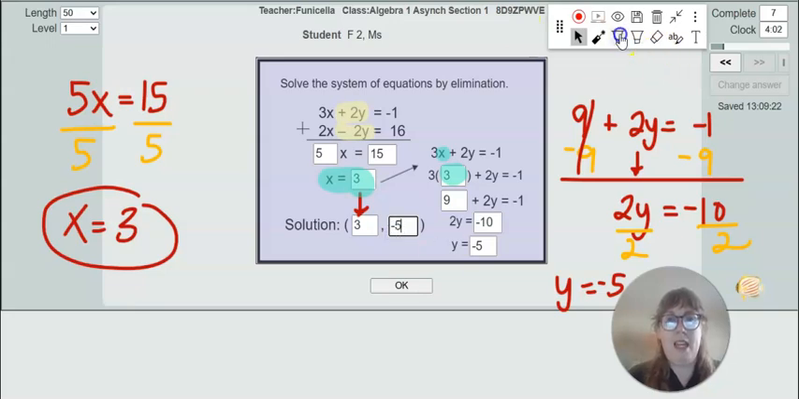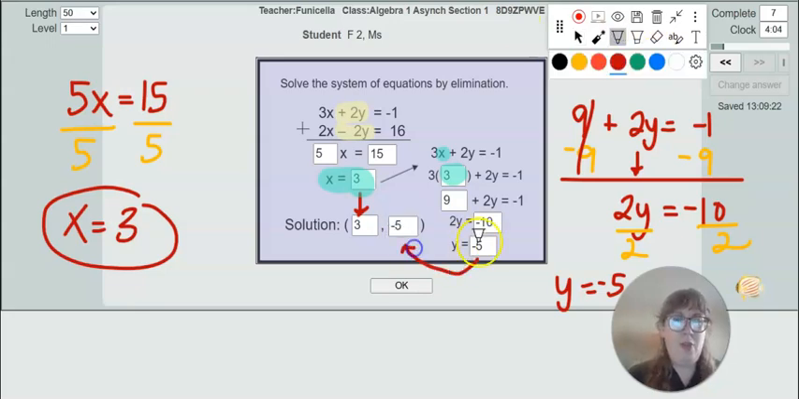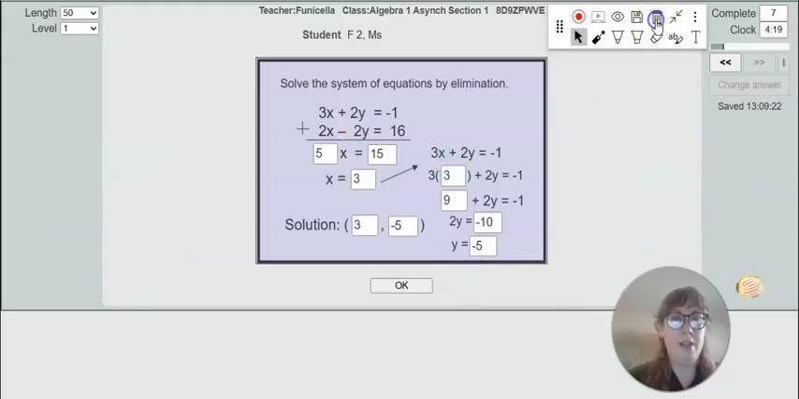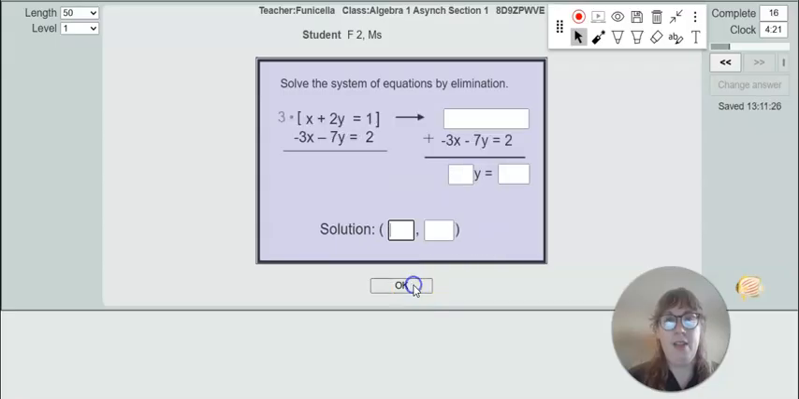And we plug that in to our solution there. So these two lines are going to intersect at the point 3 comma negative 5. Beautiful. And again, when you're all set, when you have everything you need, you can hit OK. So I'll clear my board and I'll hit OK.